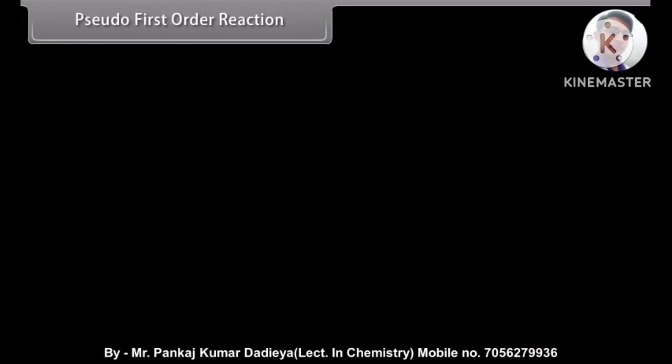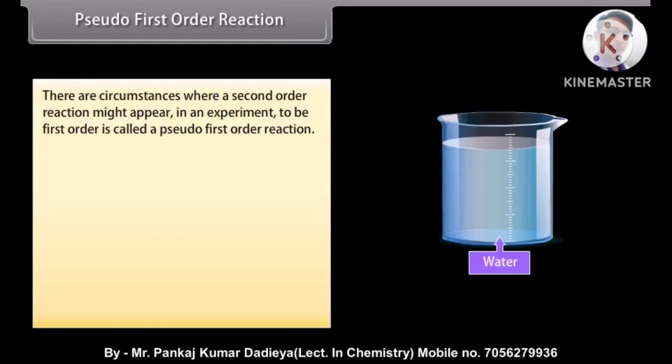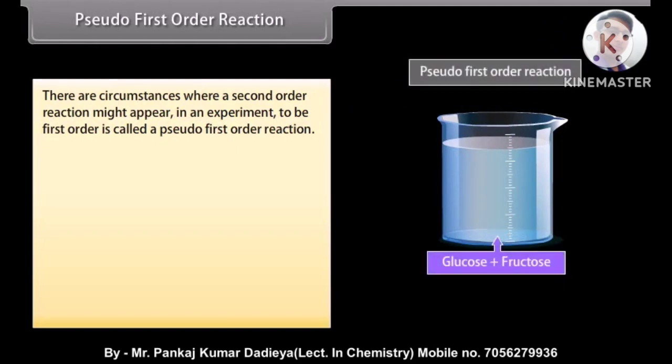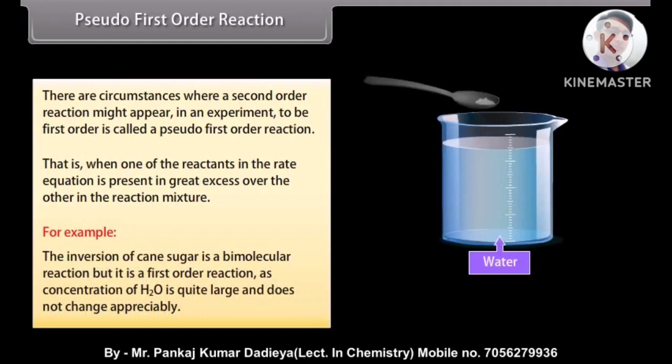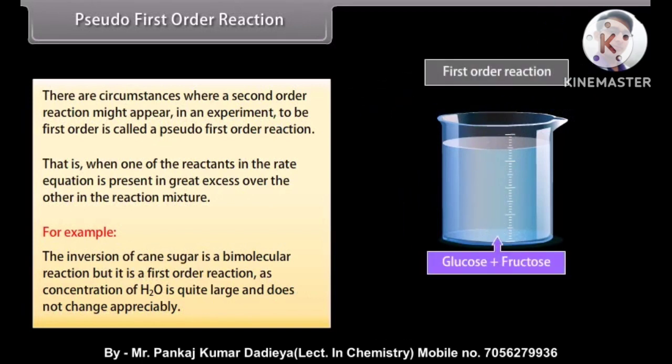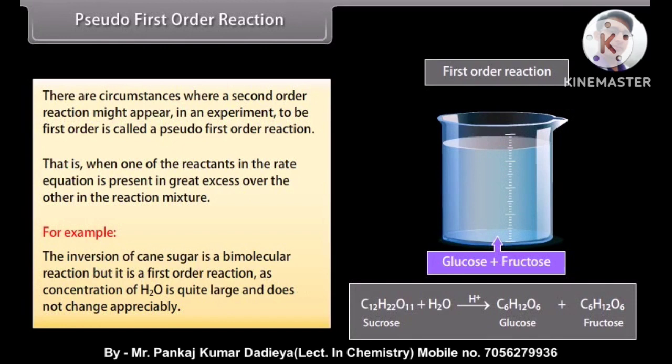Pseudo-first-order reaction. There are circumstances where a second-order reaction might appear in an experiment to be first-order. This is called a pseudo-first-order reaction. That is, when one of the reactants in the rate equation is present in great excess over the other in the reaction mixture. For example, the inversion of cane sugar is a bimolecular reaction, but it is a first-order reaction as concentration of H2O is quite large and does not change appreciably.